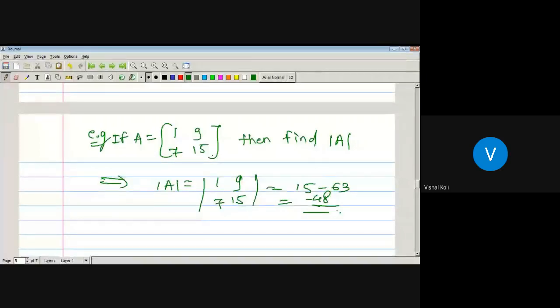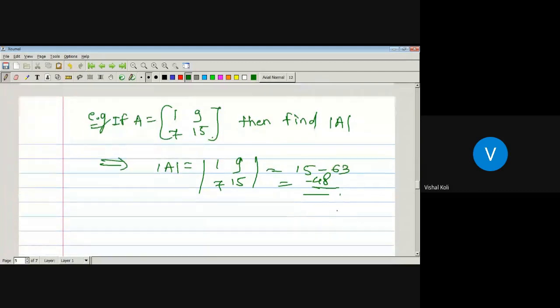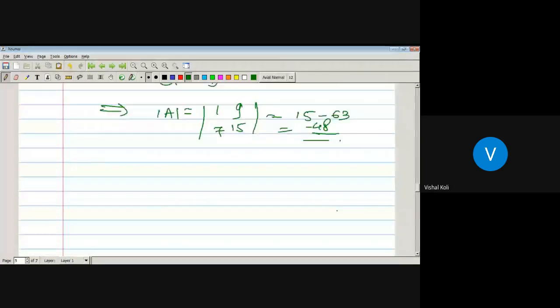Now let us see some types of matrices depending on the definition of the determinant of a matrix. They are called singular and non-singular matrices. Let us see what a singular and non-singular matrix is.